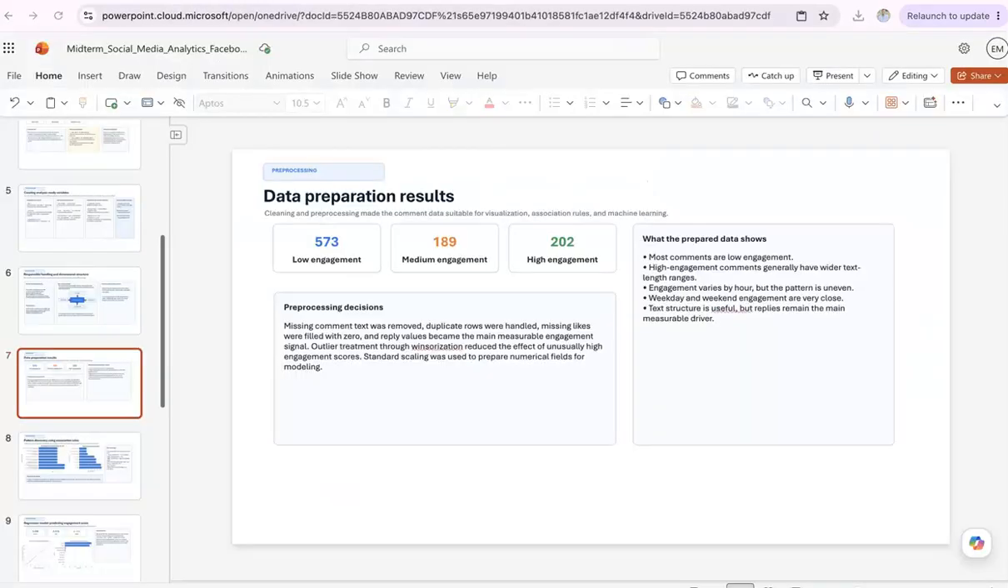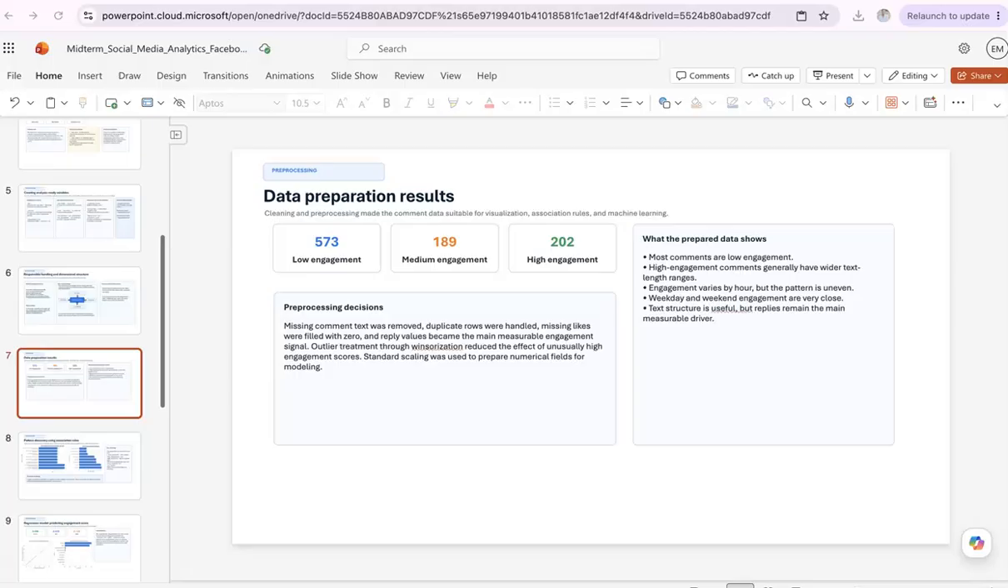This next slide talks about data preparation results. The processing stage prepared the data for visualization, association rules, and machine learning. The notebook handled missing values, removed unstable records, as I mentioned, created temporal and text-based features, and also grouped comments into low, medium, and high engagement levels.